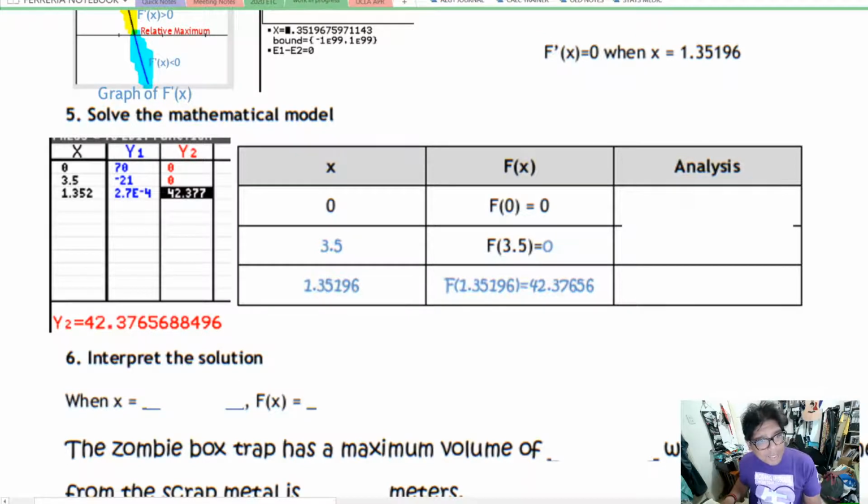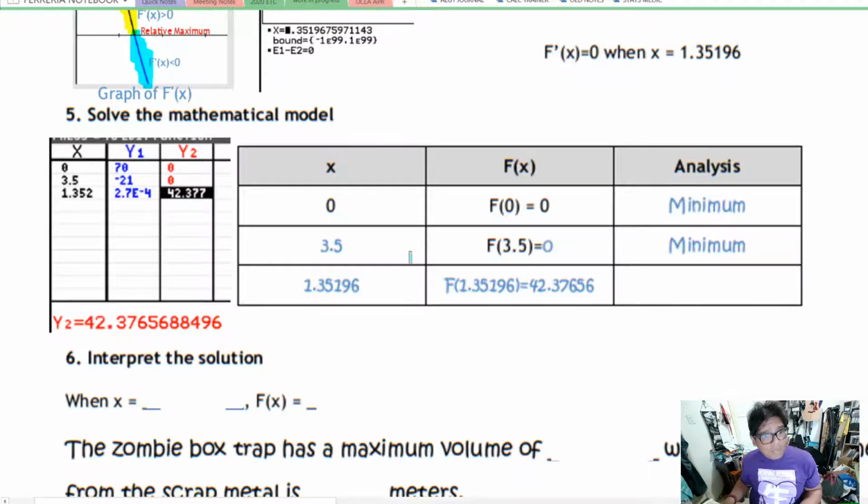And let's make an analysis. 0 and 0. The volume is 0 when the cut is 0. The volume is also 0 when the cut is 3.5. So analysis on that. Those are both minima.